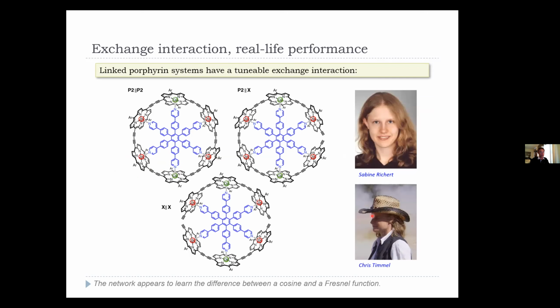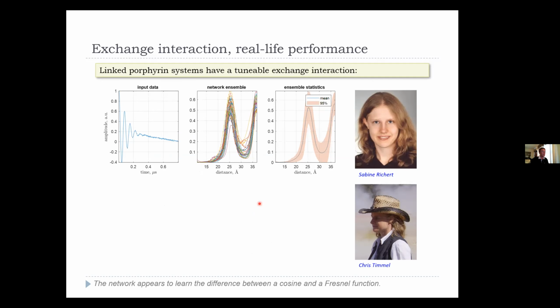And then, of course, Chris Timmel and Sabine came around with the exchange coupled data. And we thought, well, okay, in that great big equation, exchange and dipolar couplings occur separately. And so in principle, we could try and train the net to demodulate the exchange. And we were pleased to see that that is what is happening. Unfortunately, only in the case when you have a single exchange coupling.